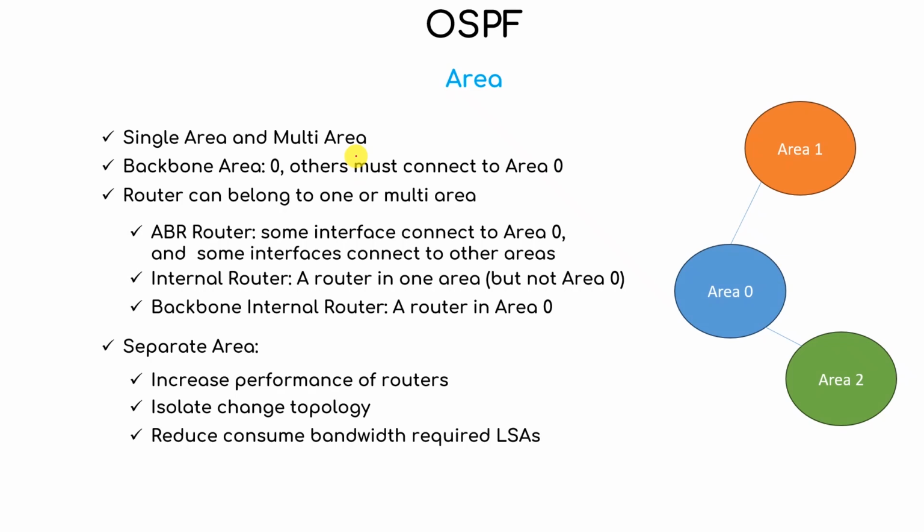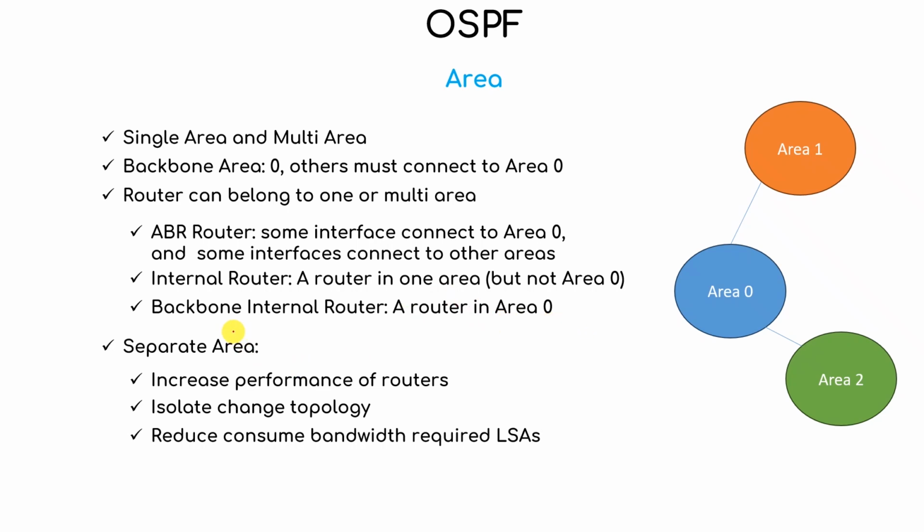If a router belongs to multiple areas, we call the router an area border router, and we also have the concept of an internal router. This is a router in one area, but not area 0. We have the backbone internal router, which is a router in area 0.